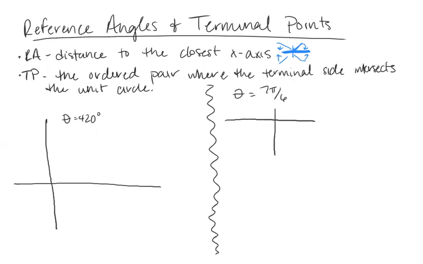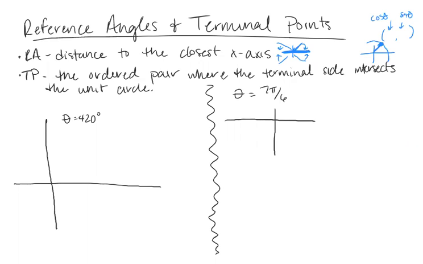Any reference angle then is going to be between 0 and 90 degrees, or between 0 and pi over 2 radians. And then terminal points, that is going to be where the terminal side of your angle intersects the unit circle. So right there on the unit circle, whatever that ordered pair is, that is your terminal point. The x-coordinate on the unit circle is cosine of theta, and the y-coordinate is sine theta. But that's still just distance out and up in the xy plane.